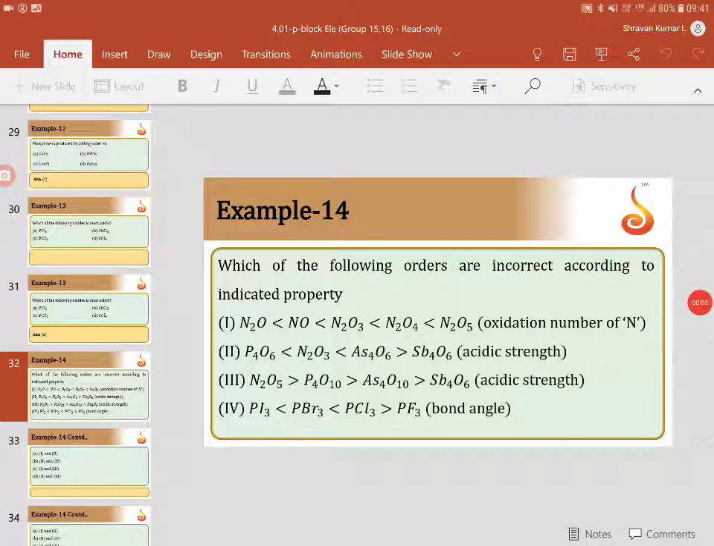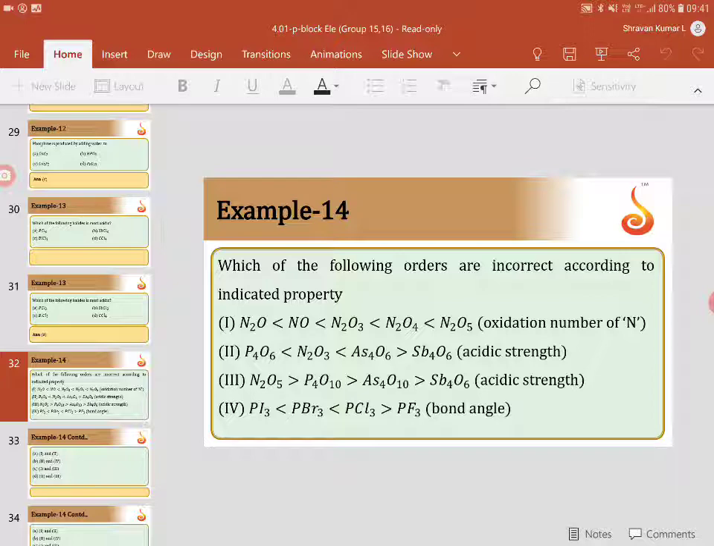Yes, this is example number 14, lecture 4.01, the first lecture of P block element stage 1, and this is slide number 32, example number 14. Okay, coming to the question, which of the following orders are incorrect according to the indicated property?